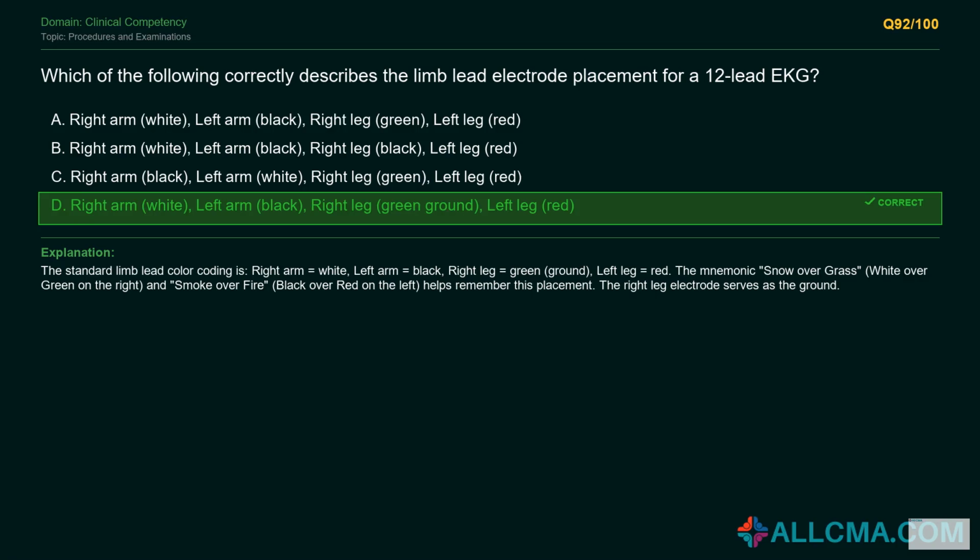The correct answer is D. The standard limb lead color coding is right arm equals white, left arm equals black, right leg equals green, ground, left leg equals red. The mnemonic snow over grass, white over green on the right, and smoke over fire, black over red on the left, helps remember this placement. The right leg electrode serves as the ground.